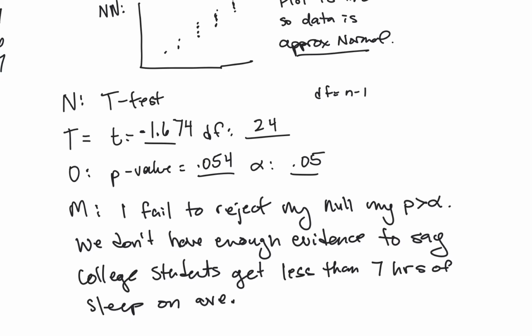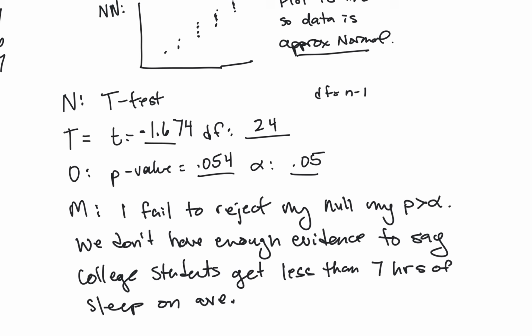In this case, our alpha level is smaller than my p-value, or my p-value is larger than my alpha level. So we fail to reject the null hypothesis because your p-value is greater than your alpha. We do not have enough evidence to say college students get less than 7 hours of sleep on average.